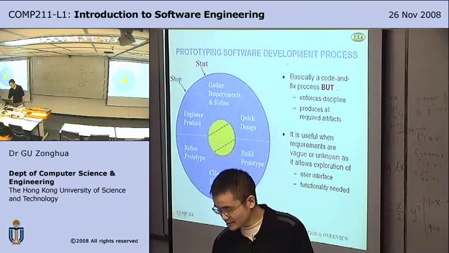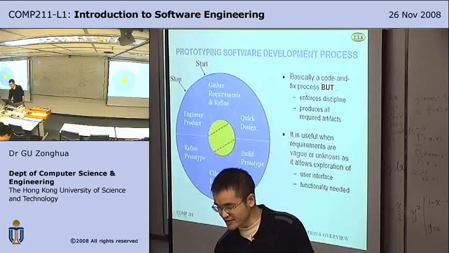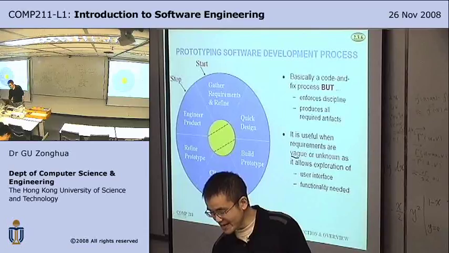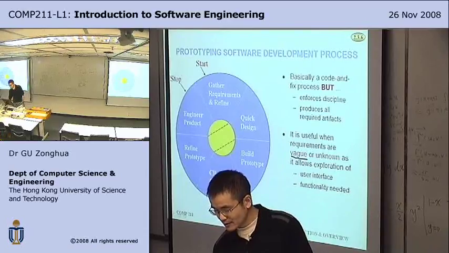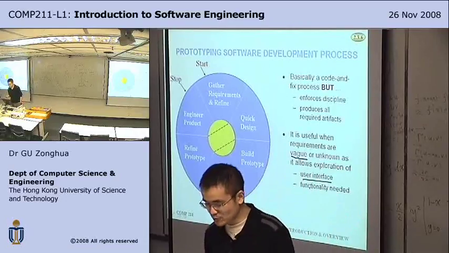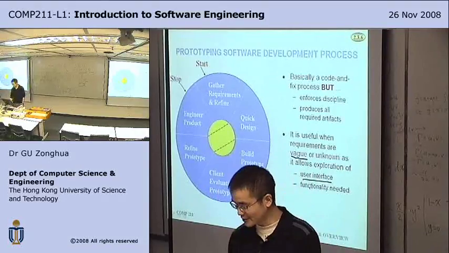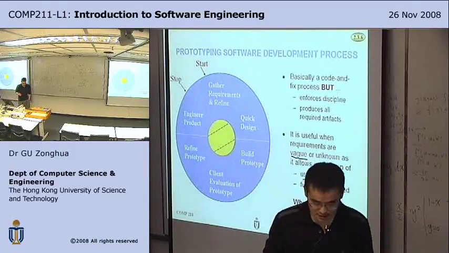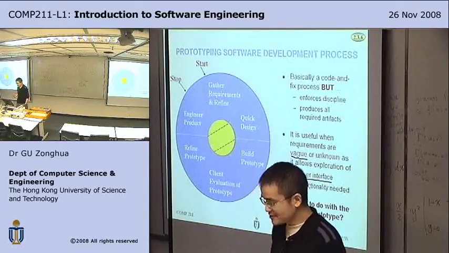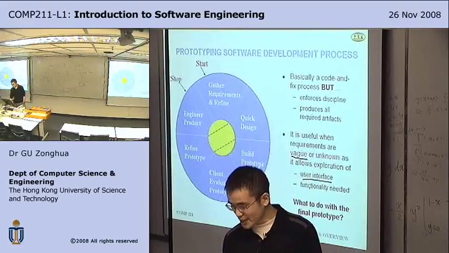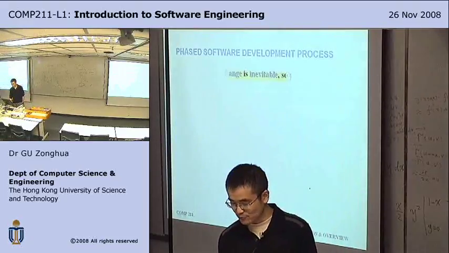So it has more discipline than the code and fix process. It's useful when requirements are vague or unknown. So it allows exploration of user interface and functionality, so you can show the client a user interface prototype early. So what to do with the prototype? Ideally, you should throw it away and start from scratch. But many times you evolve it into the final product.